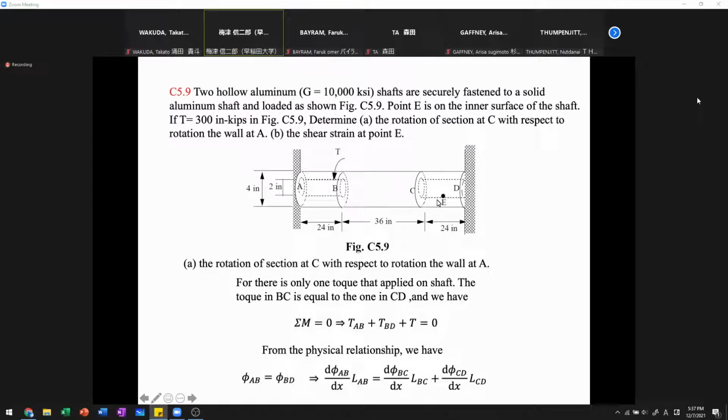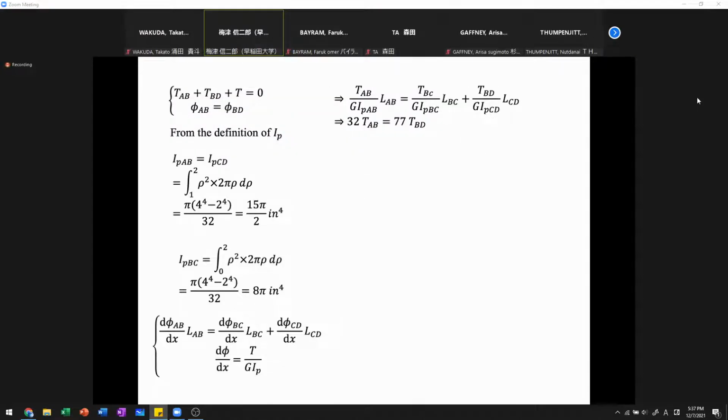For the AB part, this is a hollow shaft, and the CD part is also a hollow shaft. The length and the inner and outer diameters are the same. So the IP of the AB part and the IP of the CD part are the same. The outer diameter is 2, and the internal diameter is 1. So we can get the value of IP of the AB part and CD part respectively.